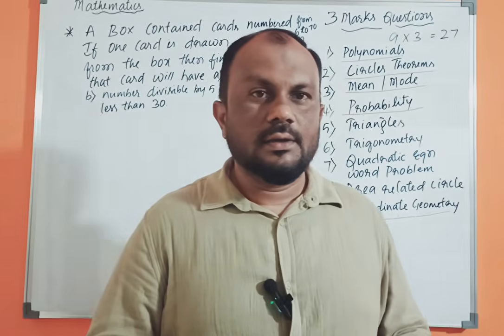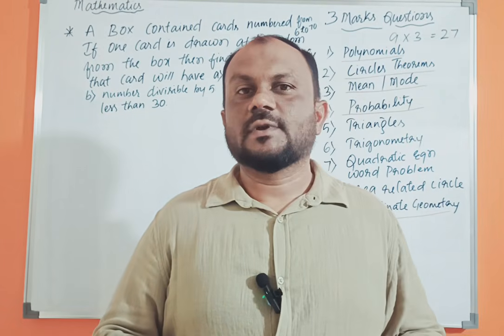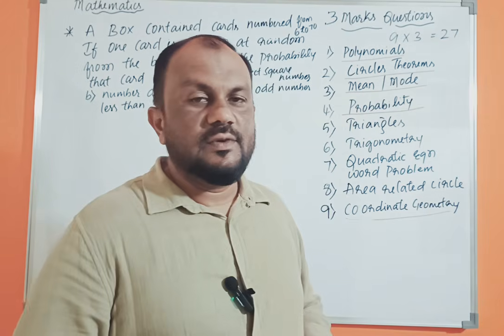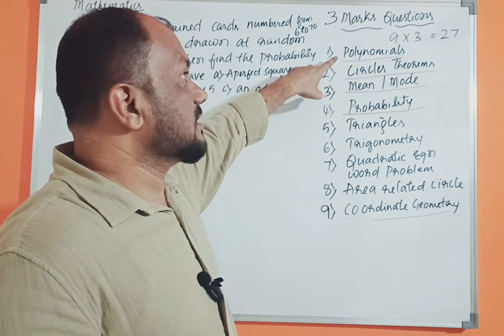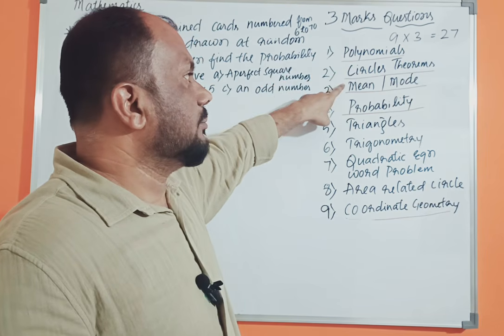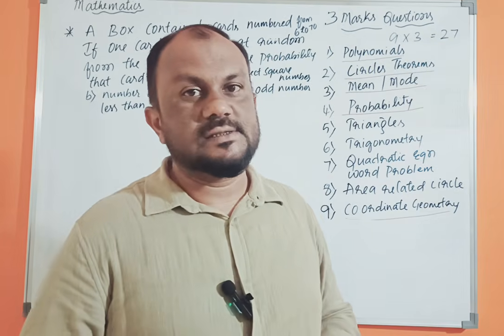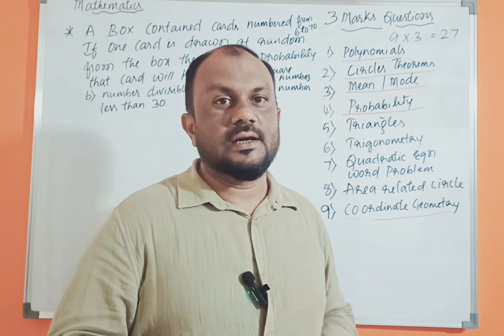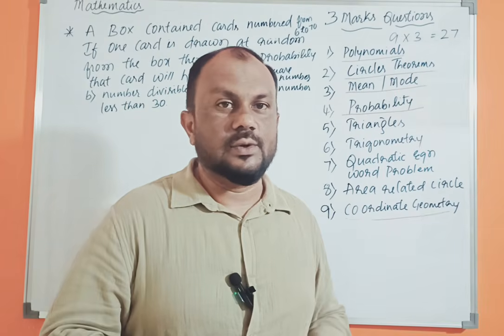So hello everyone, welcome back again to continue the concept of three markers. In the previous class, we discussed the three mark concepts: the first one is polynomial, the second one is circle, and the third is mean or mode. I hope you all practiced at home, and now you are able to write the answer for all those three, and 9 marks will be yours.